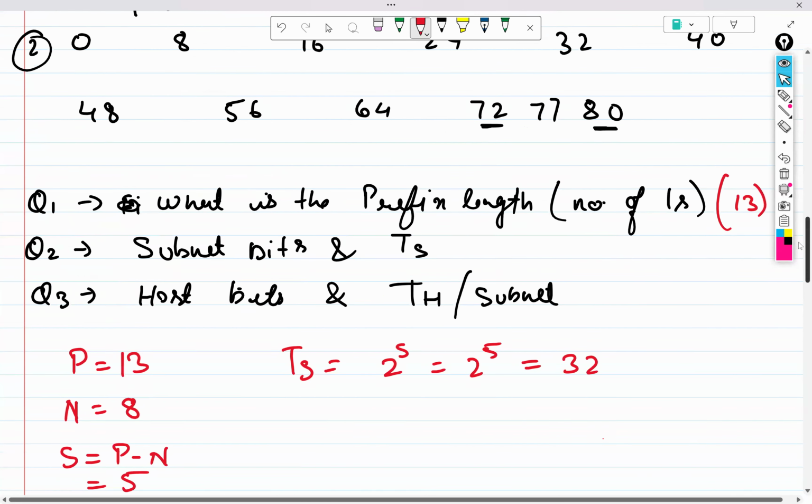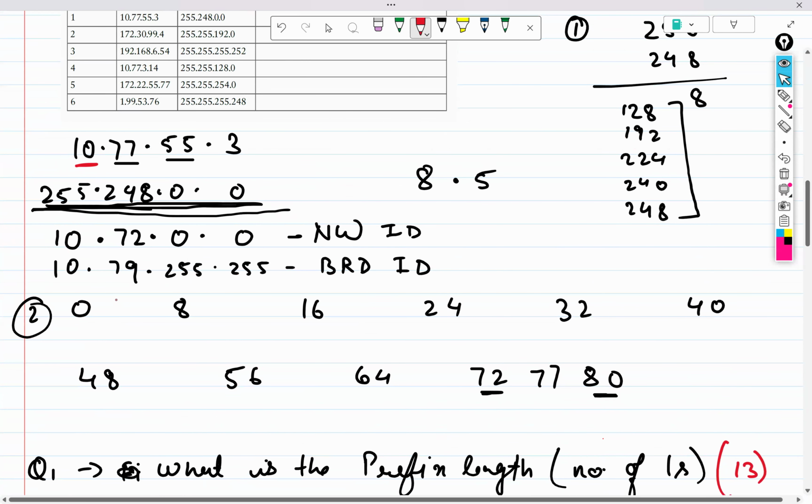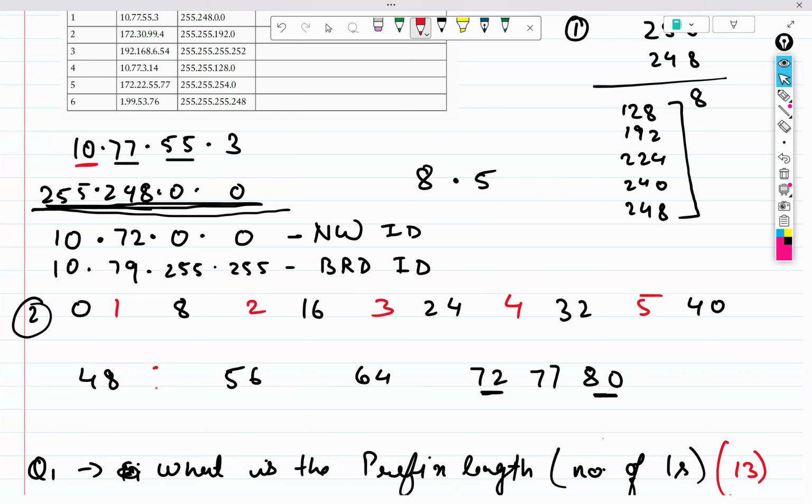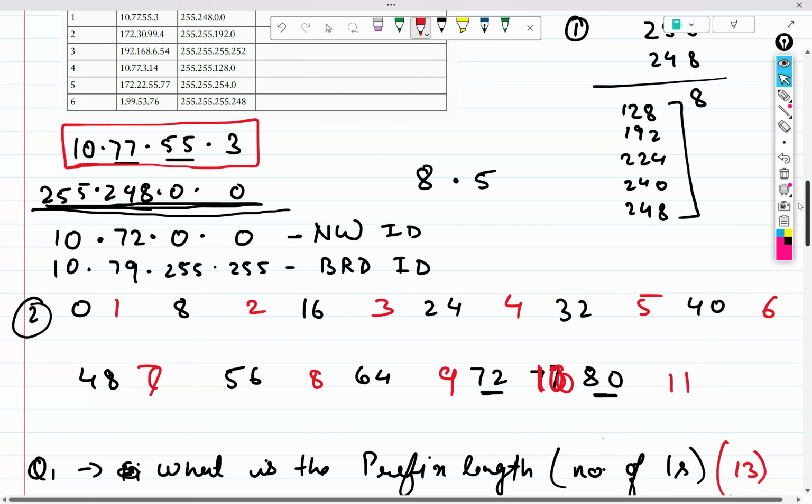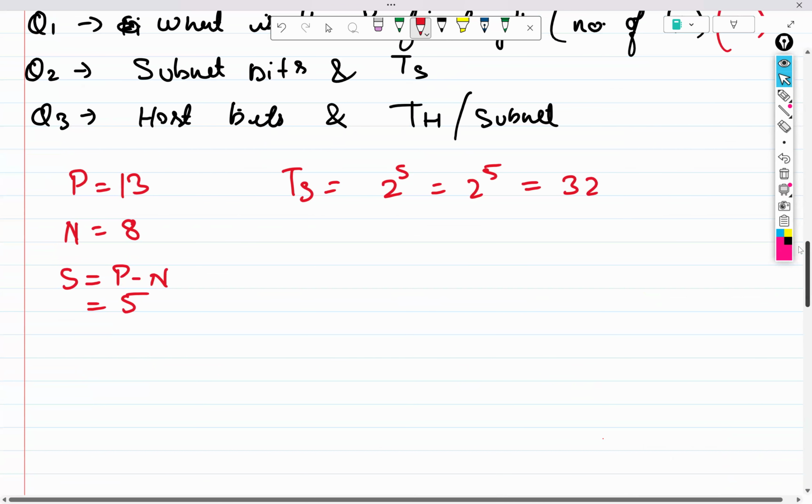And in our calculation over here, how many subnets did we already find? This is the first subnet, second, third, fourth, fifth subnet. Yeah, between 40 and 48, you have 6, 7, 8, 9. This is the 10th subnet. You can see the 77. This IP address belongs in the 10th subnet. Then you have 11. Like that, you have 32 such subnets. And in each of these subnets, how many hosts are there?